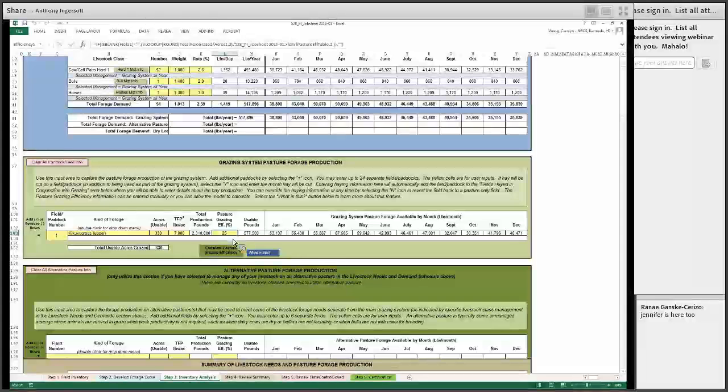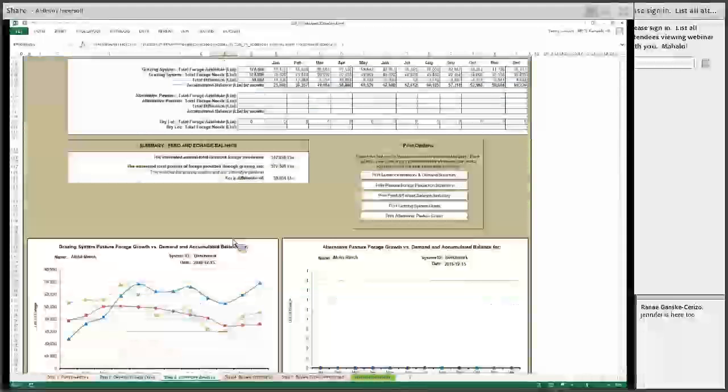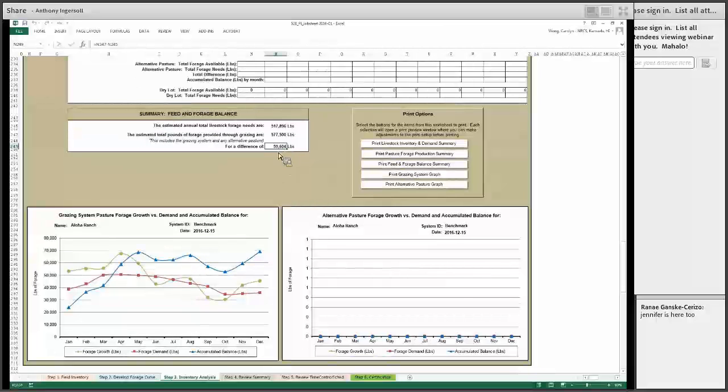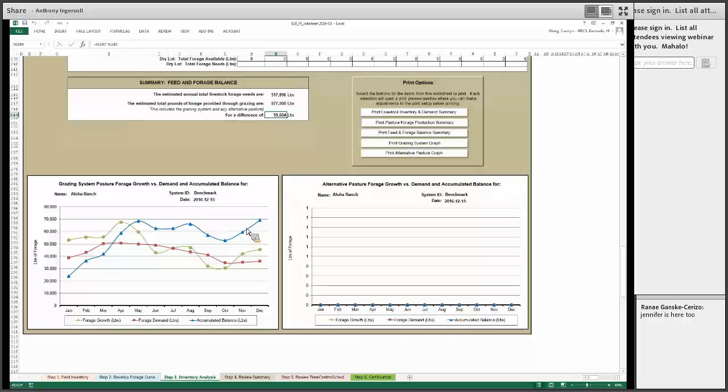So now we've given the model the information on the animals. We've given the model the information on the forage. So we can scroll down and look at the balance and whether we are in a surplus, a deficit, or if we're balanced. In this little box, summary of feed and forage balance, it tells us that we have a surplus of 59,604 pounds. And our graph, which I really like looking at the best, shows that we do have a surplus of accumulated forage at the end of the year that is just under 70,000 pounds.